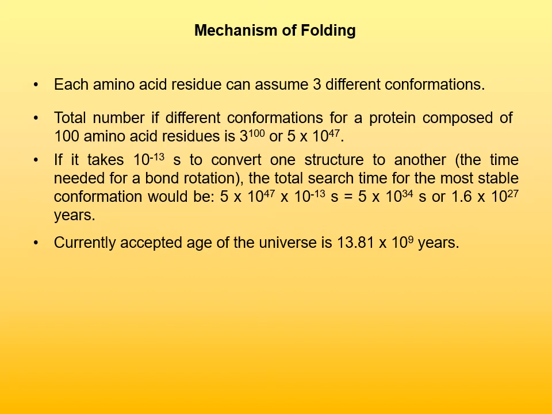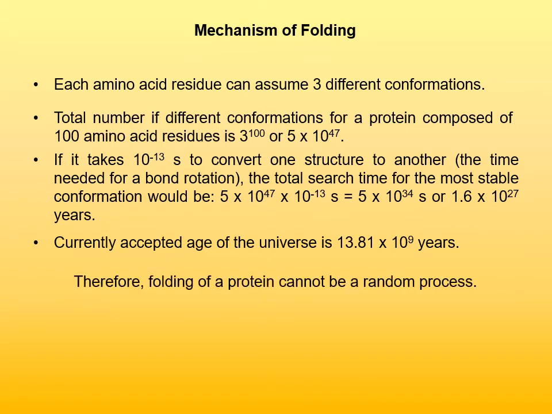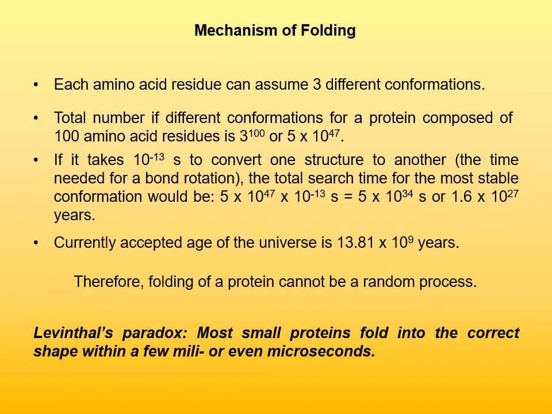So the entire age of the universe is not long enough for a single small protein chain to fold itself correctly doing a random search, which means that folding of a protein cannot be a random process. This fact, that protein folding is so quick, typically occurring within milliseconds, while a random process would take a huge amount of time, longer than the age of the universe, is called Levinthal's paradox.